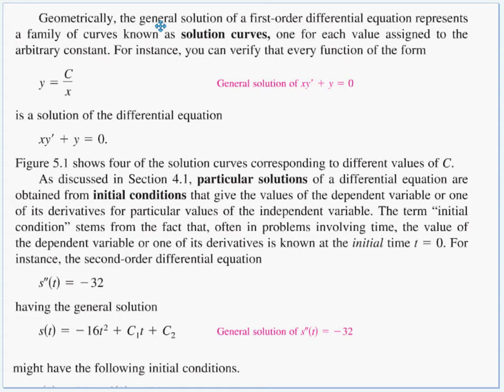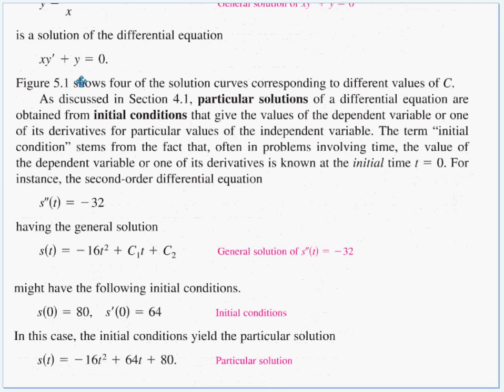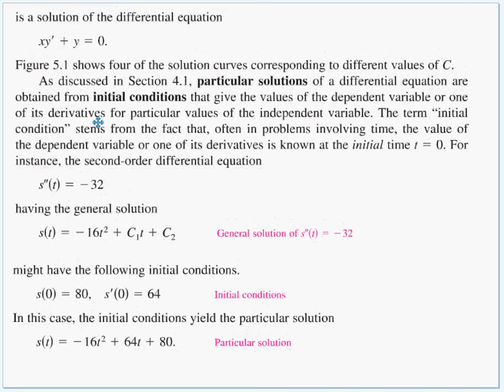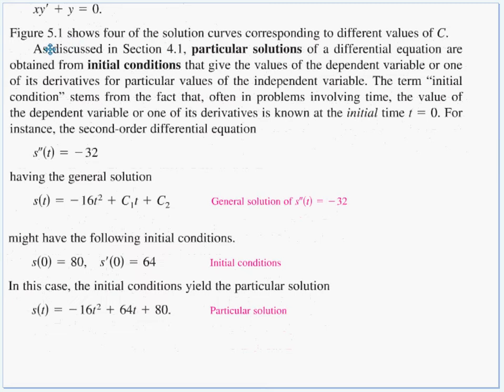Geometrically, the general solution of a first-order differential equation represents a family of curves known as solution curves. We saw this when we were doing anti-deriving. One for each value assigned to that arbitrary constant. For instance, you can verify that every function in this form, y equals a constant divided by x, is a solution of this differential equation: x times the derivative of y plus y is equal to 0. Now it says here figure 5.1. I forgot to put that in the slideshow here, but you can see it in your textbook. The figure shows 4 of the solution curves corresponding to different values of the constant.